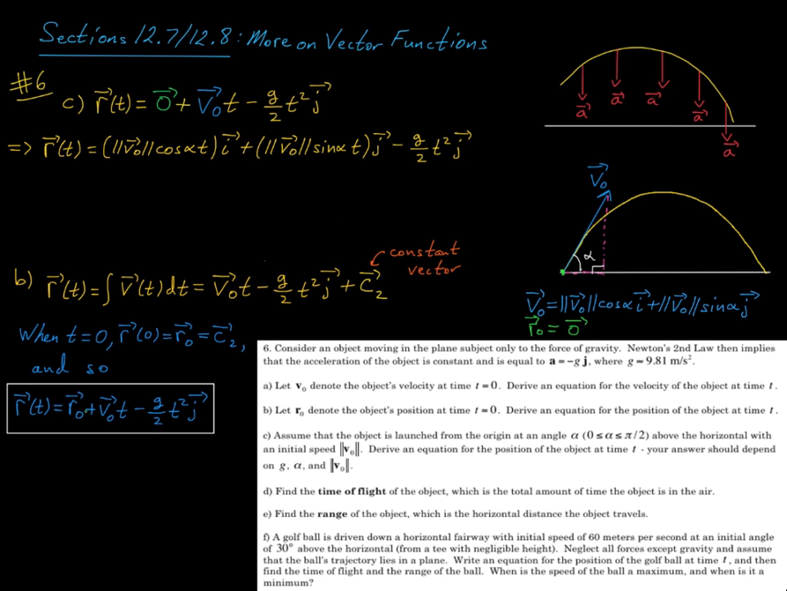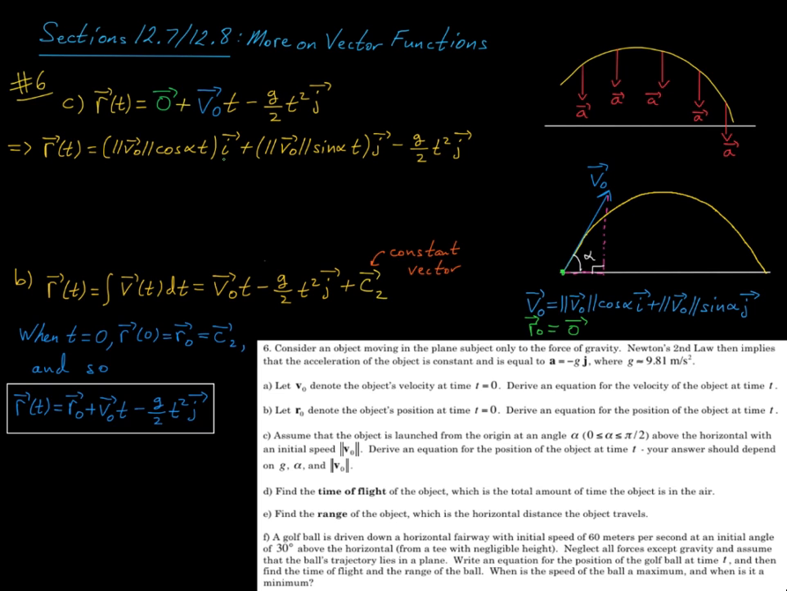Okay, and so applying the results from part B to this scenario, we're going to get that r of t is the initial position, which is the 0 vector, plus the initial velocity vector v sub 0, which I have right here in component form, times t minus 1/2 gt squared times the basis vector j.